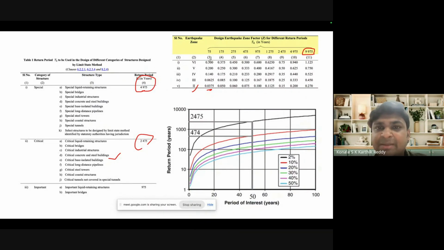So if you are building your temporary structure, let's say you want your temporary structure to last for even centuries together, then you need to design it for lateral acceleration of 1.25 rather than 0.3. So this is what we do.